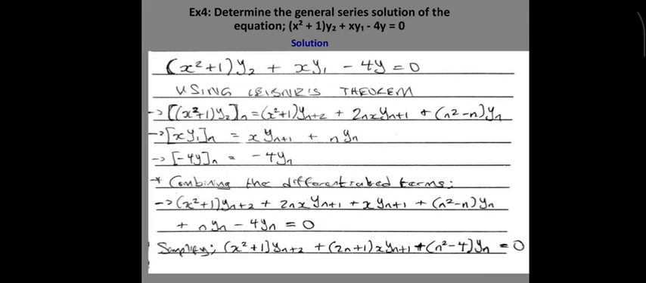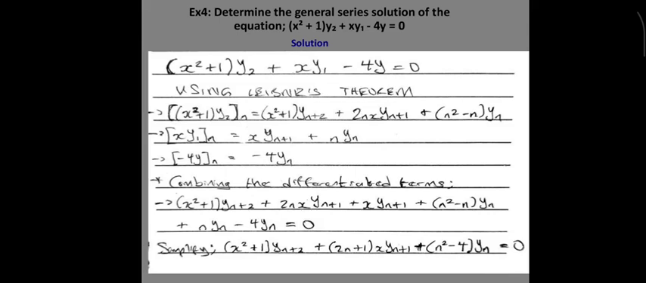And for the third term, minus 4y, the nth derivative of minus 4y is equal to minus 4 multiplied by y subscript n. Now we'll combine the differentiated terms. So I wrote out the first term here plus the second term, y subscript n plus 1. I notice this appears twice, so I wrote the next one, which is what? Plus s multiplied by y subscript n plus 1.